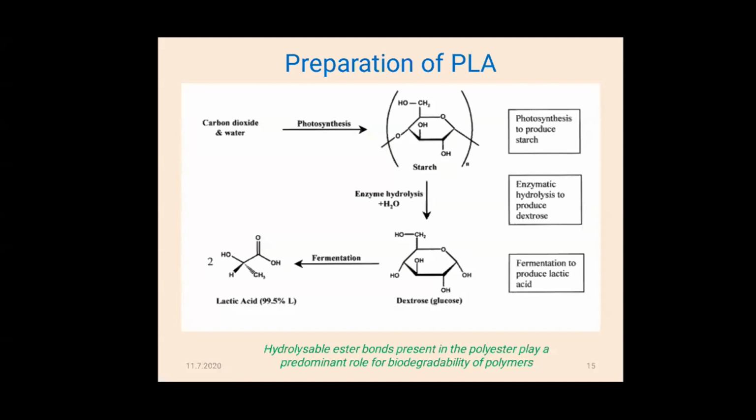The main difference in the carbon chain backbone of the biopolymer and the conventional petroleum polymer is only the hydrolyzable ester bond, C double bond O, present in the polyester. It plays a predominant role in the biodegradability of the polymers. In most biopolymers, the carbon backbone has the C double bond O, that is, the ester bonds.